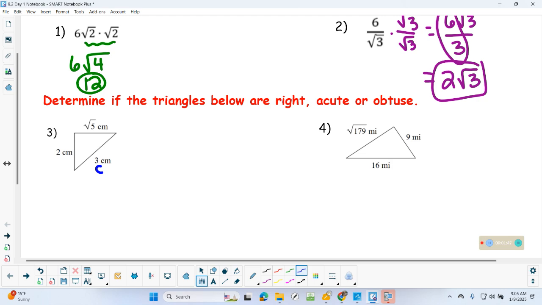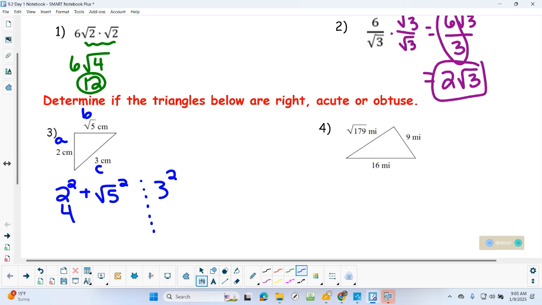Now, again, we're testing the triangle. It doesn't matter which is A, which is B. I'm going to go A is 2, B is root 5. You can have them switched. So I'm going to test A squared, B squared. I'm not going to put an equal sign because I don't know if they're equal. We're going to test it here. And then 3 squared. Okay, let's do some math.